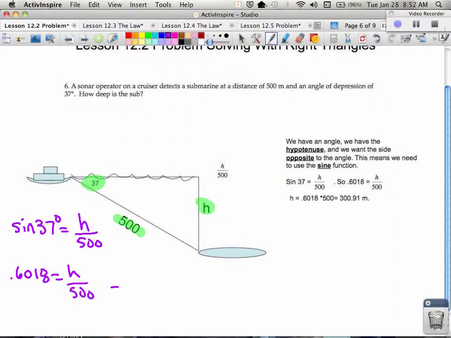And then, to find my h, since the h is on the top, I know that my h will be equal to that 500 times 0.6018, which yields a grand total of 300.91, and we're in meters. Or in other words, the depth of the submarine is 300.91 meters, roughly 1,000 feet.